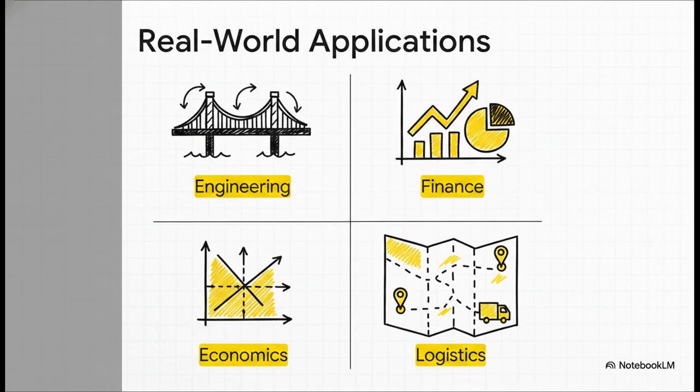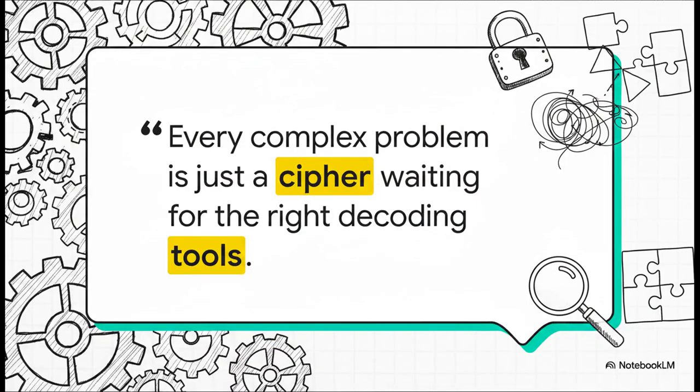From engineering and finance to supply and demand, anytime you have a bunch of interconnected variables, you've got a system just waiting to be solved. I really want to leave you with this idea. Learning to solve these systems isn't just about passing a math class. It is about learning a structured way to look at complexity. It's a framework for turning confusing, messy problems into clear, solvable puzzles.